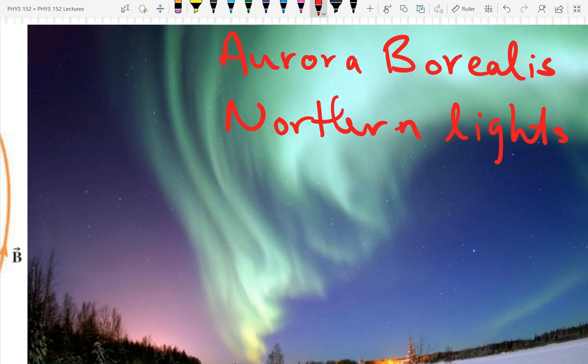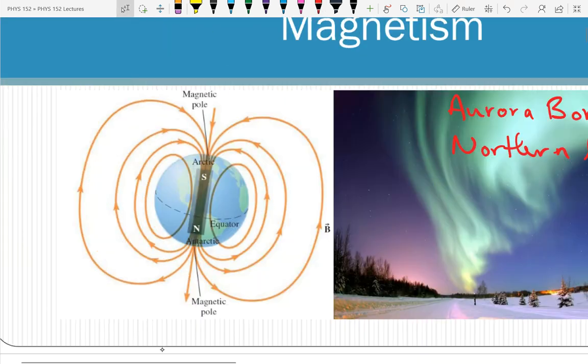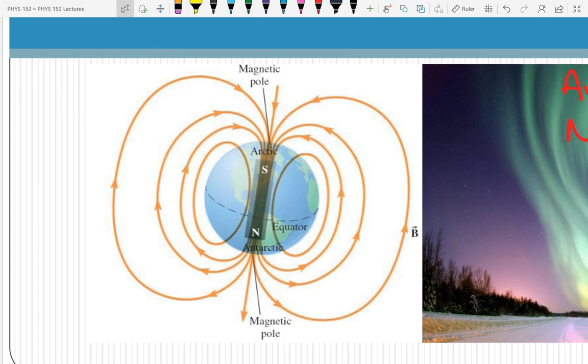So those southern lights or northern lights are caused in part because of the Earth's magnetic fields. That's why this picture is here, because it allows us to see a visual effect of the Earth's magnetic field. Here is a picture depicting what the Earth's magnetic field is kind of like. Now let's just talk about magnets.